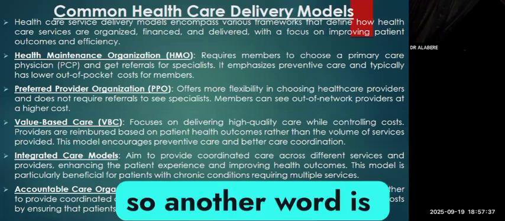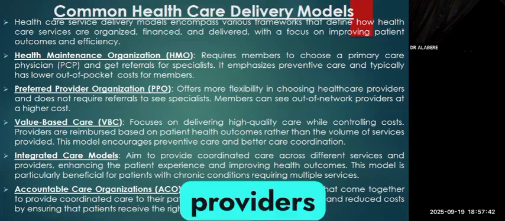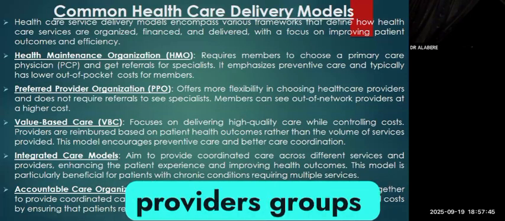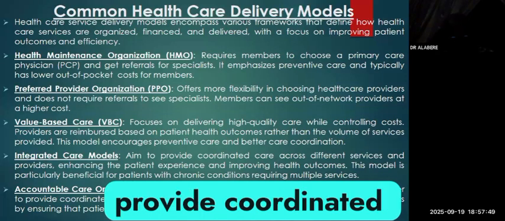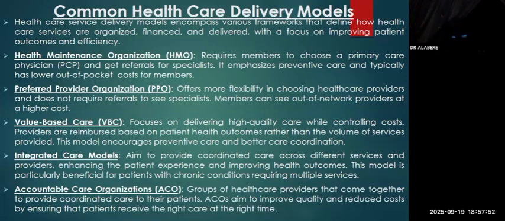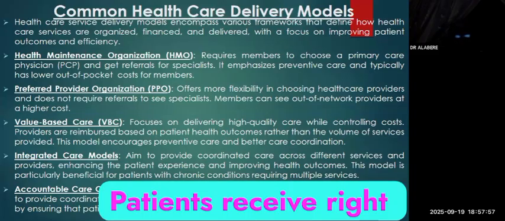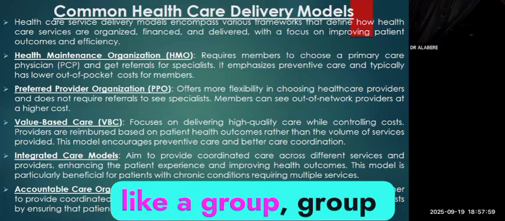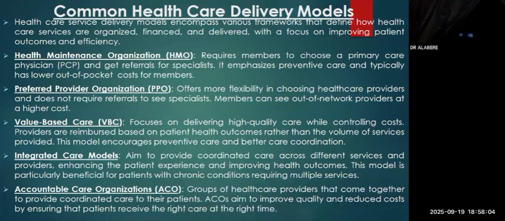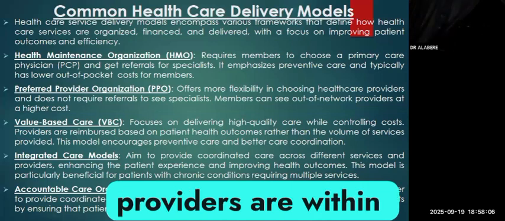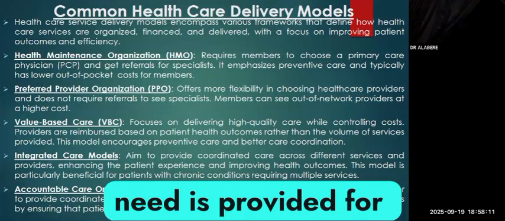Another one is accountable care organizations. Here, a group of different providers come together to provide coordinated care to their patients. The aim is to improve quality and reduce costs by ensuring that patients receive the right care at the right time. In other words, it's like a group practice. So different service providers are within the same organization, and whichever one you need is provided for you.